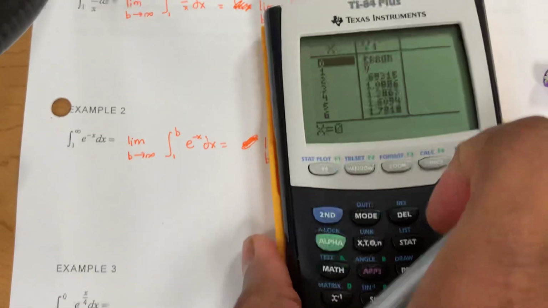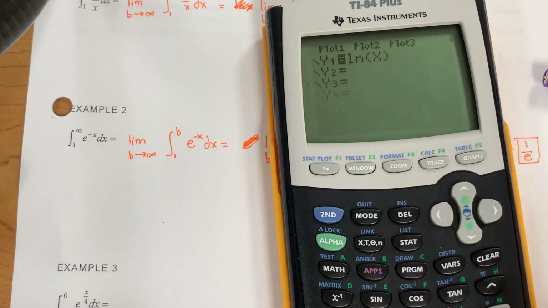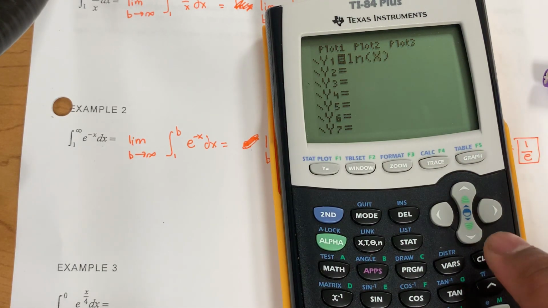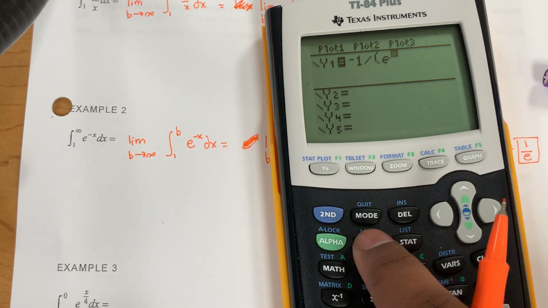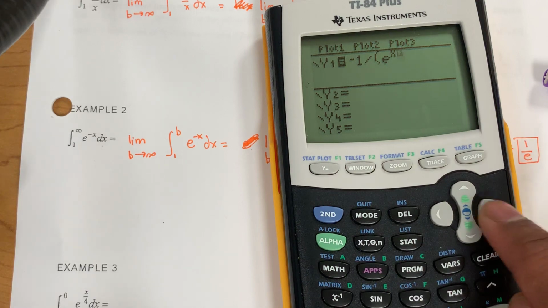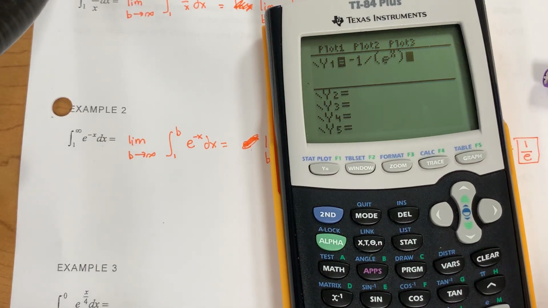So again, if we look at the graph of y equals -1 divided by e to the x, I don't know why I put parentheses. I don't really need it.